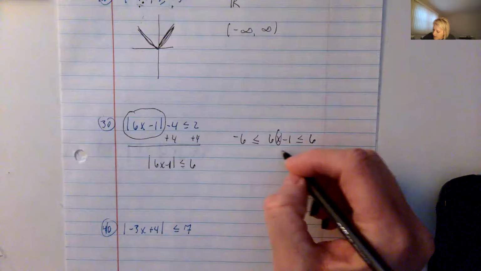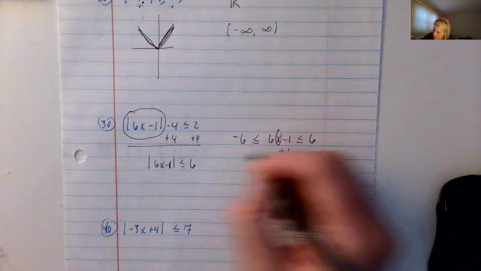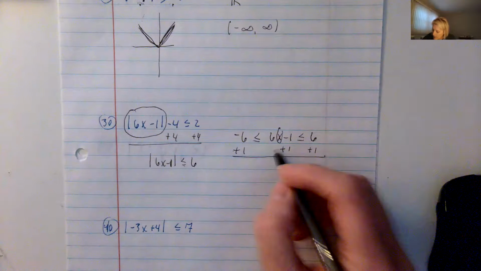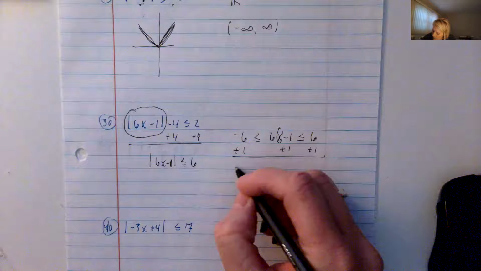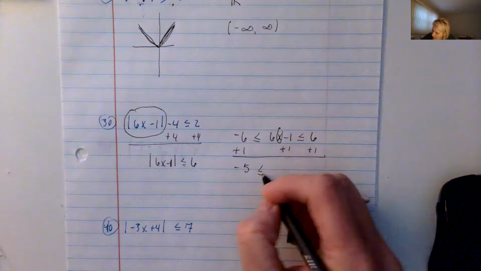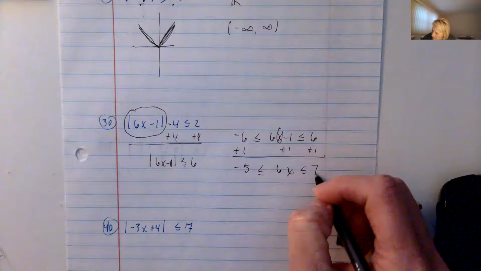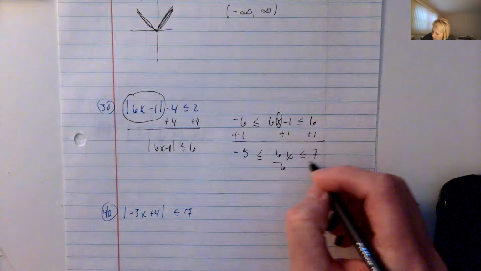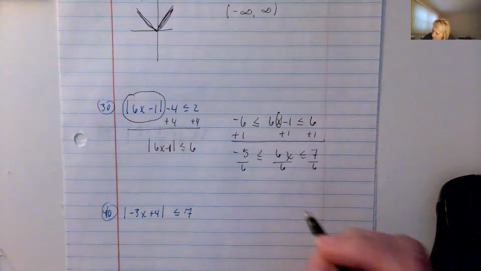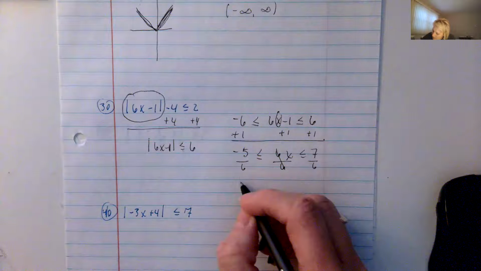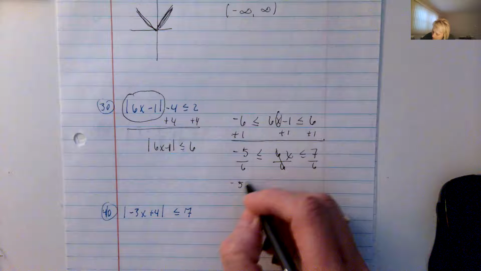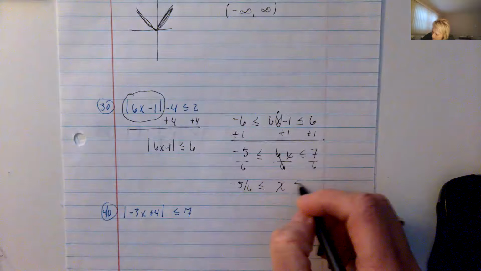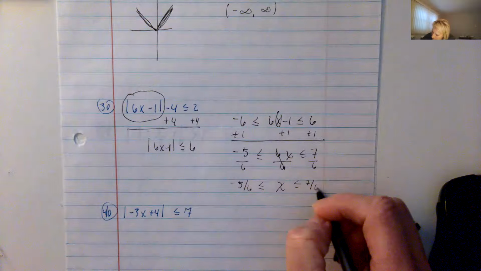And then we're trying to solve that for x. So we're going to add 1 to all 3 terms. So this becomes a negative 5 less than or equal to 6x less than or equal to 7. And then we're dividing by 6. So negative 5/6 is less than or equal to x is less than or equal to 7/6.